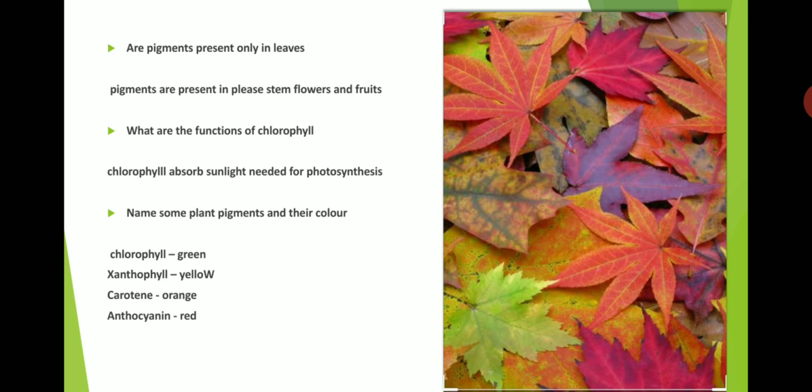So in this session we studied about the different plant pigments. Hope you understood about the topic.